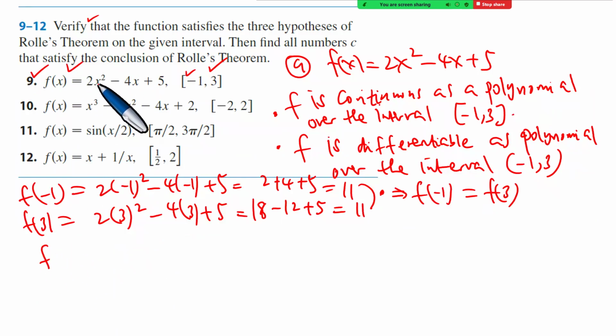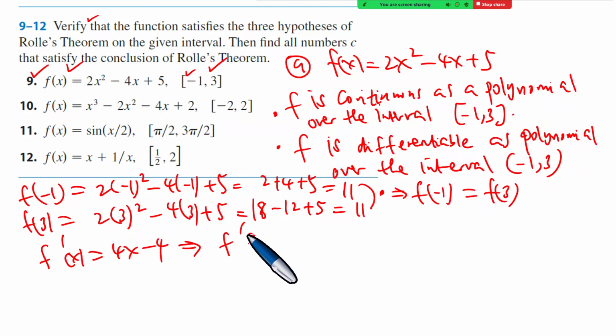f of x is exactly this one, 2x squared minus 4x plus 5, and therefore its derivative is exactly 4x minus 4. Now, because we have found the derivative, we shall find f prime of c, which is 4c minus 4, and this must be 0.